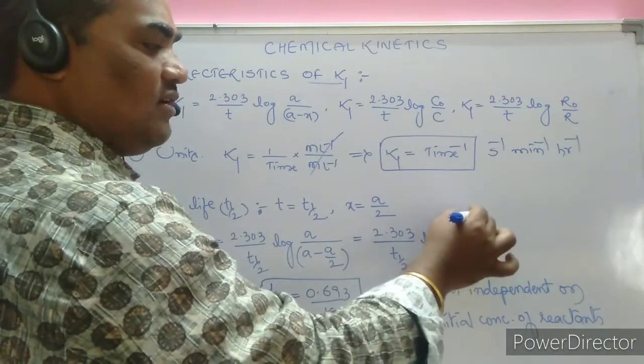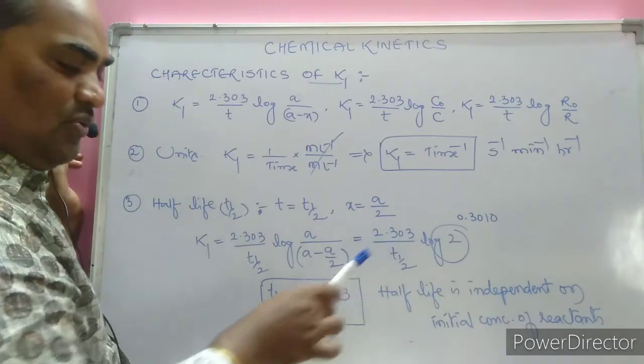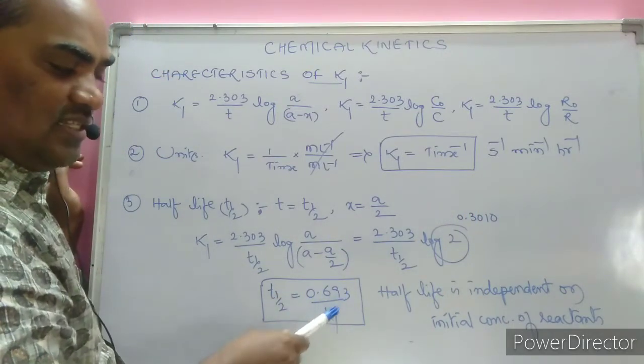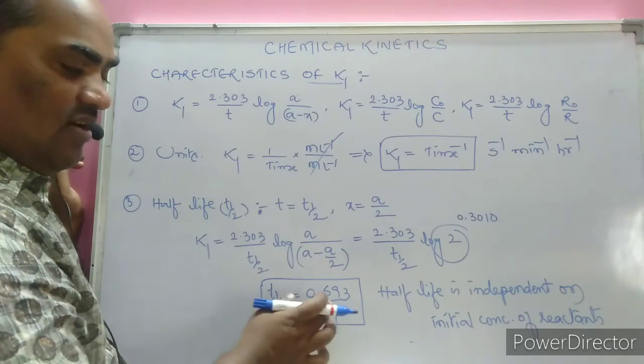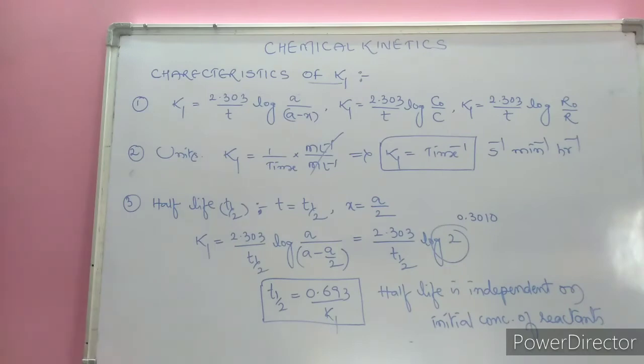Log 2 value is 0.3010. 0.3010 is multiplied by 2.303, and the value is 0.693 by k. Hence, the t half is not depending on the initial concentration of the reactant, which is the important point.